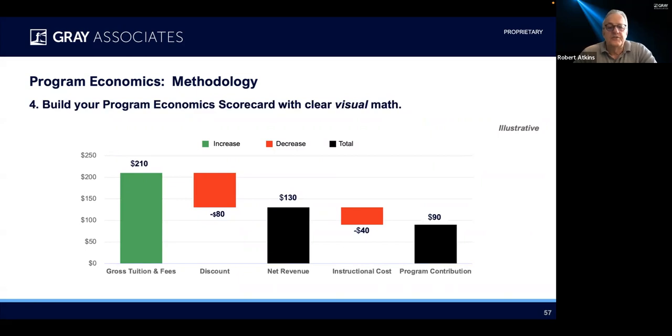So you can see gross tuition and fees, less discounts, is what means net revenue. And then I take my instructional cost and I can see my contribution. So it's very self-explanatory. And that's really important because a lot of the people you're going to talk to aren't finance people. They're professors, they're English professors. And they need to be able to understand this as well as anybody else.